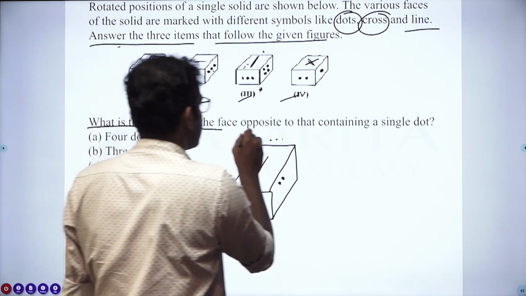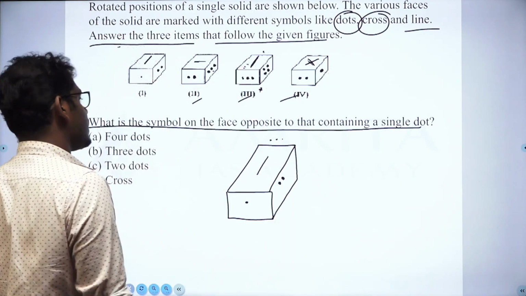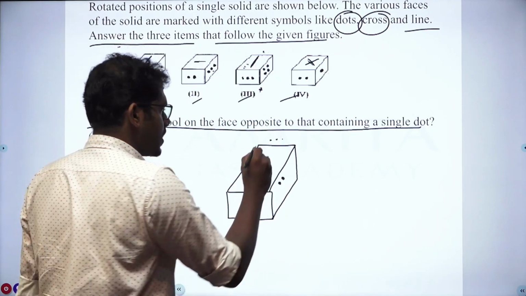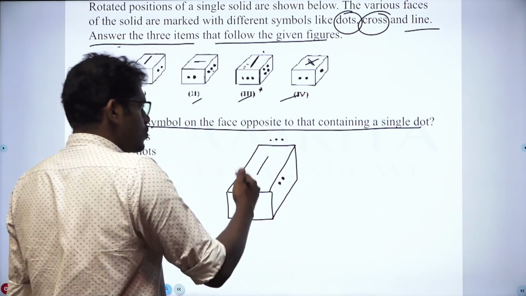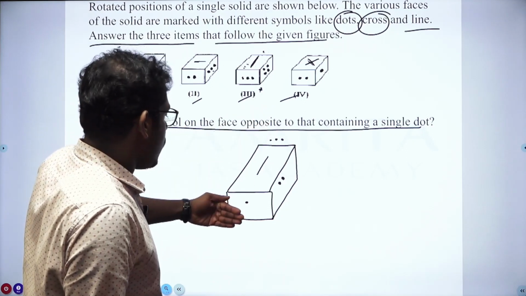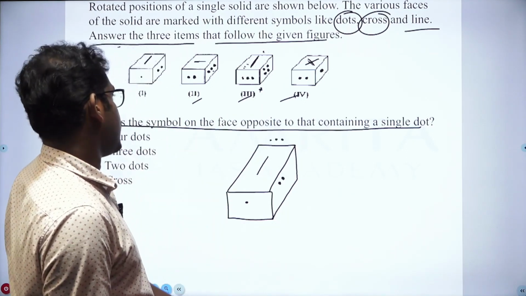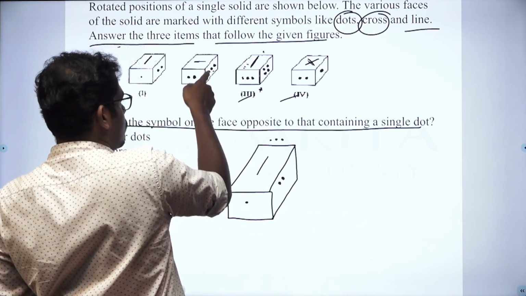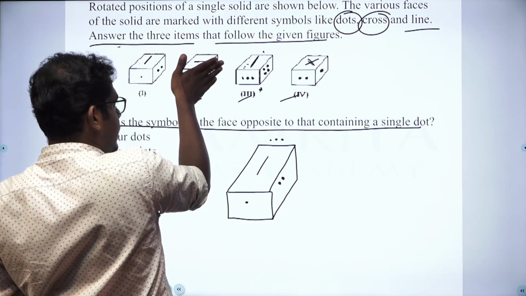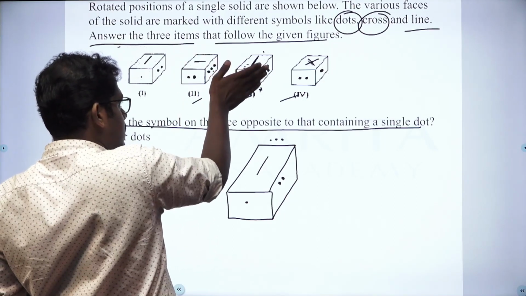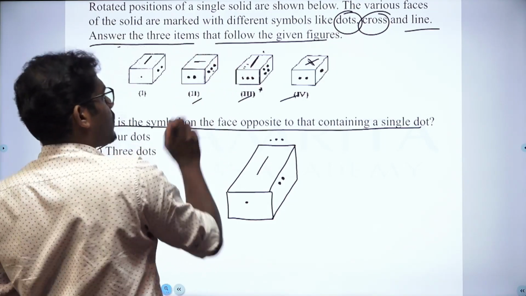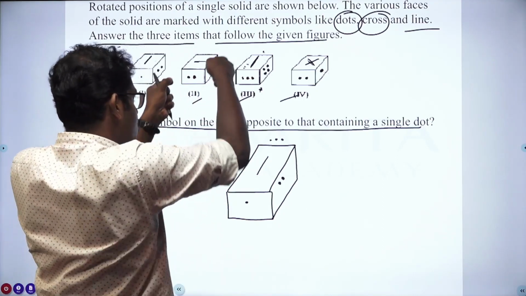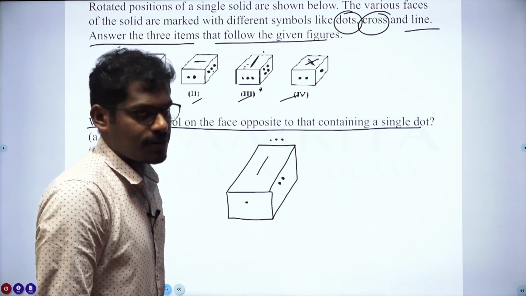What is the symbol on the face opposite to that containing a single dot? Actually the answer for this question is 3 dot. But let me complete the figure. So now 3 dot comes at the face opposite to the single dot. Clear? Okay. The next one. Now this 3 dot, in the second figure the 3 dot is at the right side. In the third figure, the 3 dot is at the front face. If the 3 dot has to come at the front face, it has to make one more rotation.